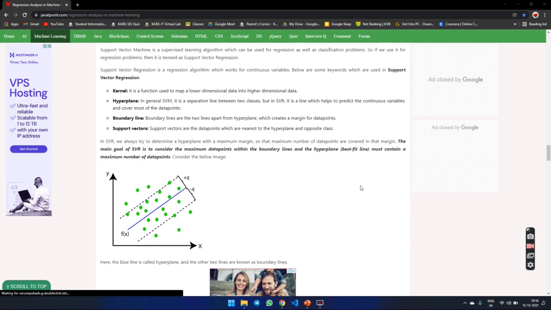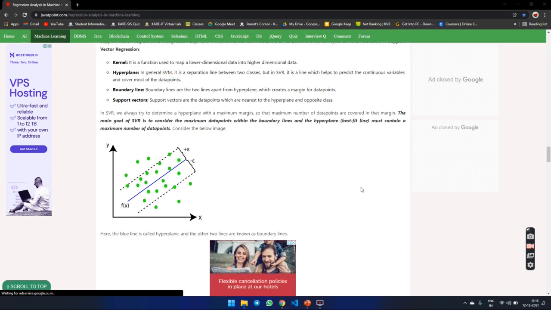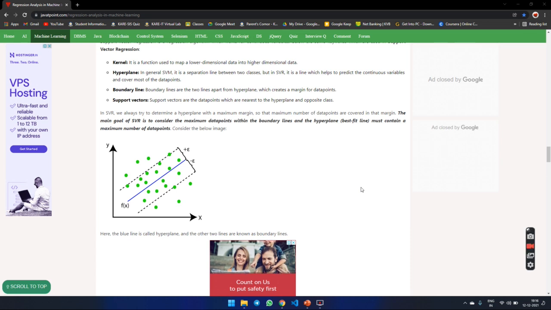In SVR, we always try to determine a hyperplane with a maximum margin, so that the maximum number of data points are covered in the margin. The main goal of SVR is to consider the maximum data points within the boundary lines and the hyperplane. The best fit line must contain the maximum number of data points.